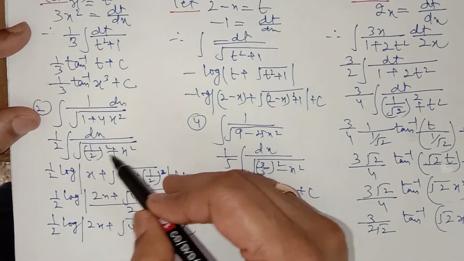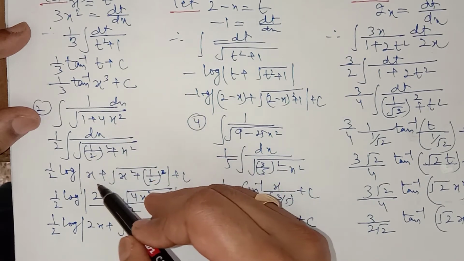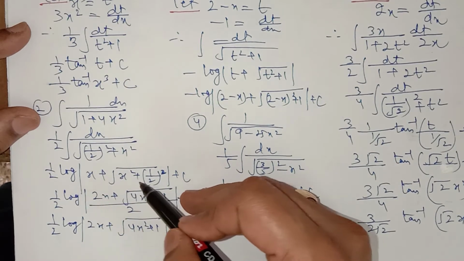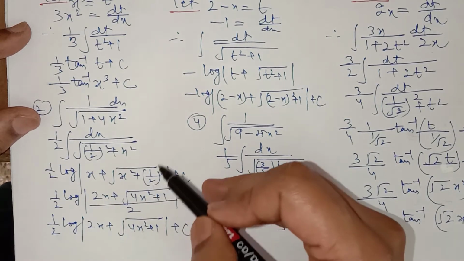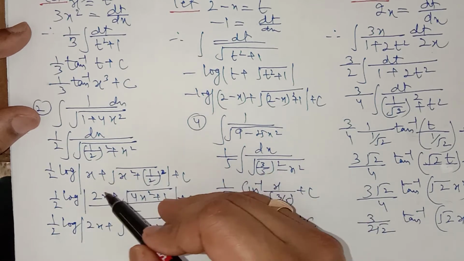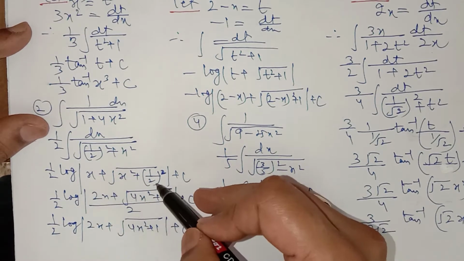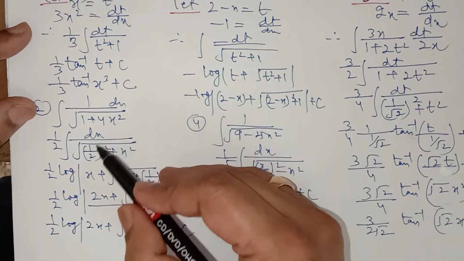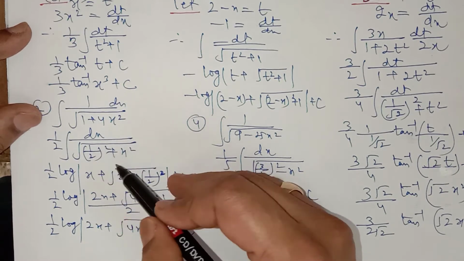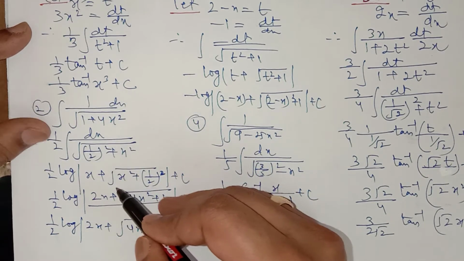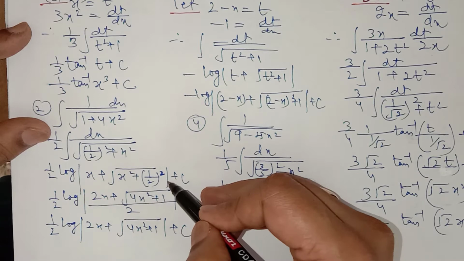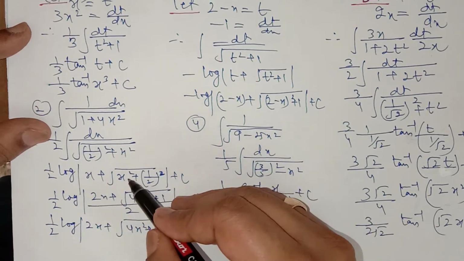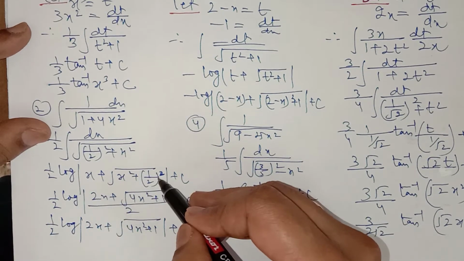The integral of 1 upon under root x square plus a square is log of x plus under root x square plus a square. Take your own time to learn these formulas, and then after that you start this exercise. You simplify this, it will become 4x square plus 1 upon 4.